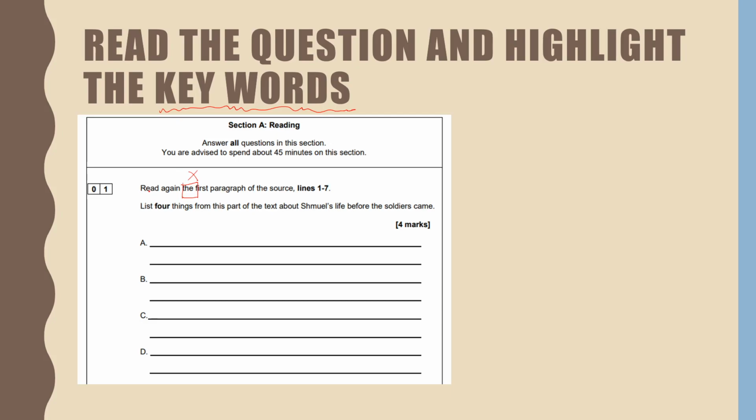Okay, so reading through this then: read again the first paragraph of the source, lines 1 to 7. I would say first paragraph and lines 1 to 7 are pretty key, because if I write about stuff outside of those lines, I'm not going to get any marks. That's going to be wrong. So if I write about lines 1 to 7, I'm good. So that's probably a keyword.